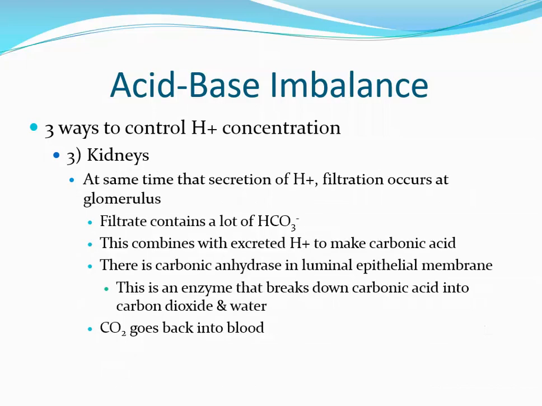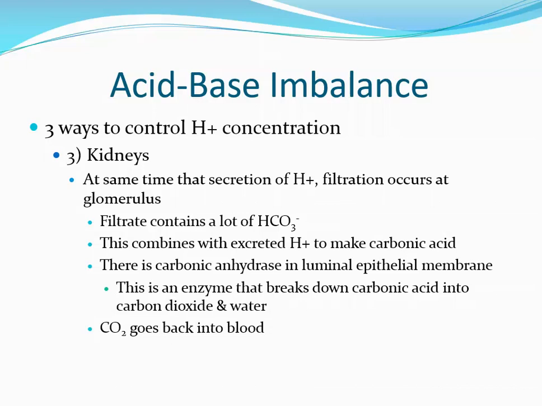Now, at the same time the secretion of hydrogen ions is going on, the glomeruli are filtering. So filtration is still occurring at the glomerulus. This filtrate often contains a large amount of bicarb. This bicarb will combine with the secreted hydrogen ions, forming carbonic acid. There is an enzyme, carbonic anhydrase, in the epithelial membrane of the renal cells. This will break down the carbonic acid into water and CO2.